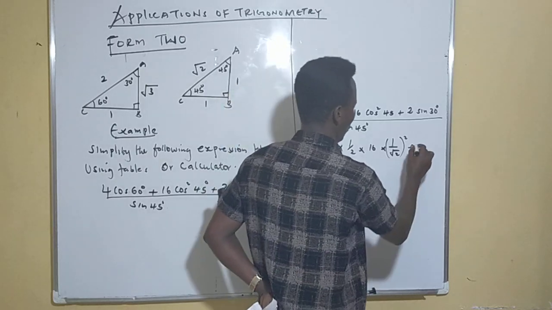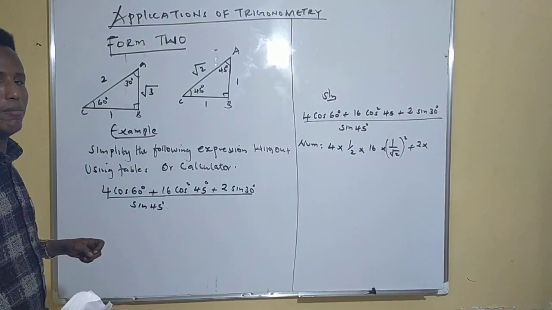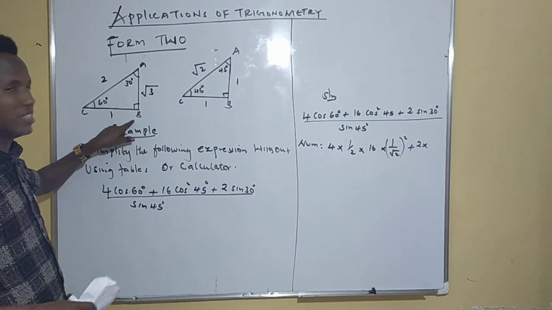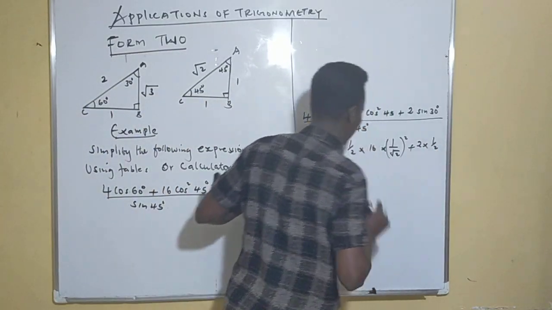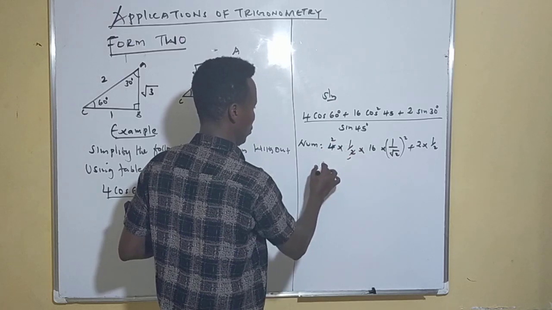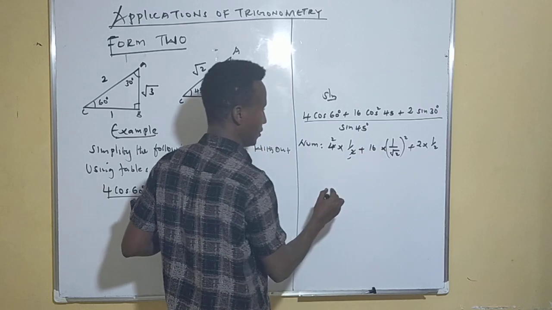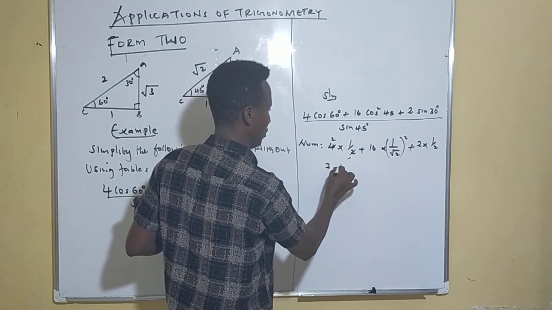Plus 2 times sine 30. Come to this point. Sine means opposite over hypotenuse. The opposite is BC, all over the hypotenuse, which is a half. Just understand that. Then you're going to have 4 times 1 over 2, 2 times 1 over 2. Remember, this is plus. So 2 times 1 is 2.